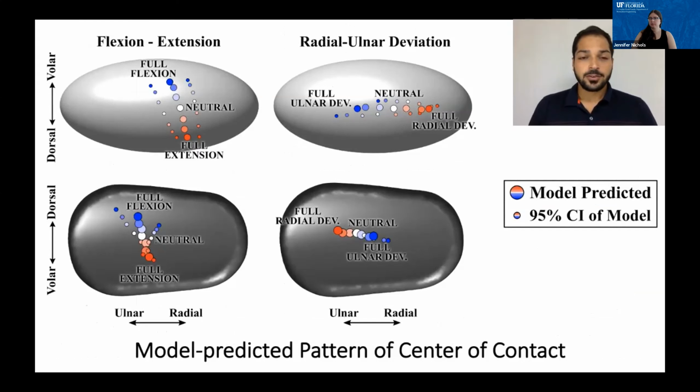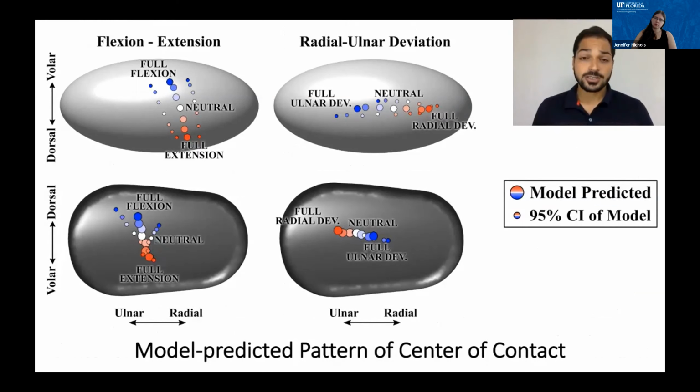Mixed models are powerful analytical tools because they can help us to create a predictive model of the center of contact movement along with a 95% confidence interval. We use a 60-degree range of flexion extension in 20-degree steps and 40-degree radial ulnar deviation at 0, 10, 15, and 20 degrees to predict the pattern.